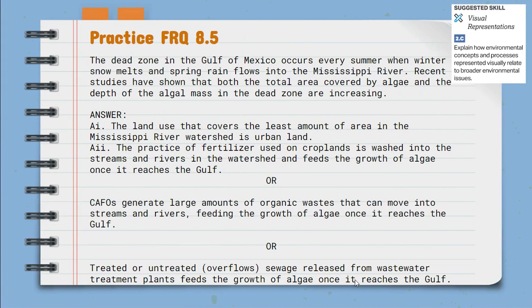So a number of answers could be used here. The practice of fertilizer use on croplands, we know can, especially during rain events, wash into streams and rivers, right? Carry it along the Mississippi River out to the Gulf of Mexico, causing your growth of algae. CAFOs in that specific area can generate large amounts of organic waste, right? That waste from manure lagoons can wind up in streams and rivers, and so on. Or even treated or untreated overflows in sewage in that area can also result in the same hypoxic zone in the Gulf of Mexico.